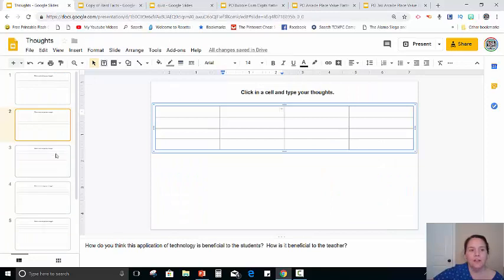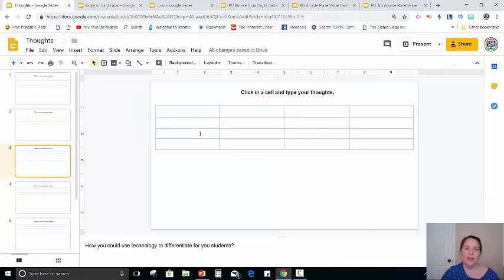So let's go back to our thoughts sheet on slide 3 now. We're going to add our thoughts in on how you could use technology to differentiate for your students. So think about your ORGO curriculum. Think about the different areas of the resources that it provides. I know that it does have a whole section that is direct for differentiation for average, below, and above. So think about how could you take that and use technology to enhance it either for the students or for you. So take a second to talk about that and to write your thoughts.